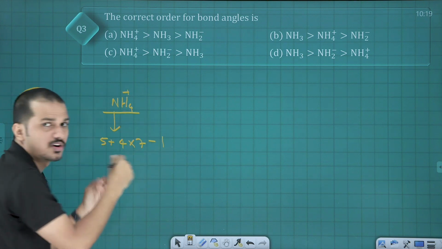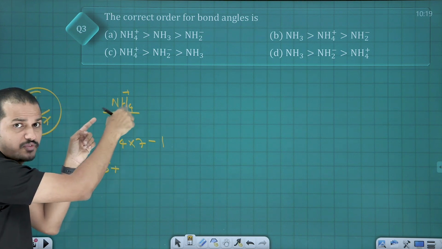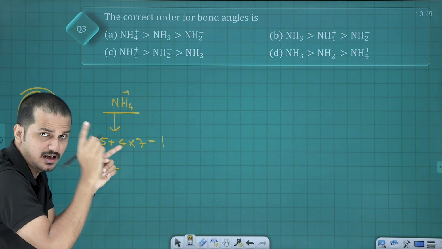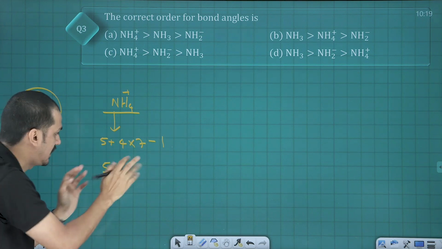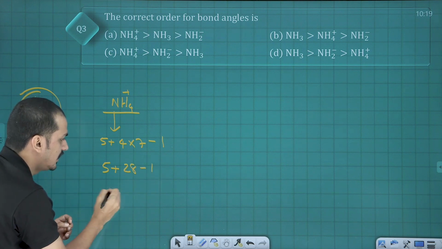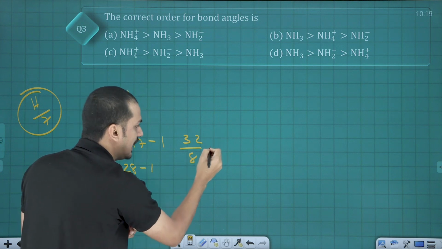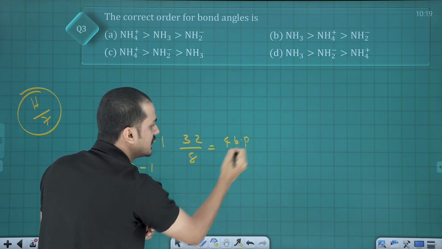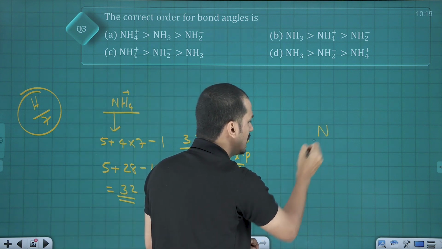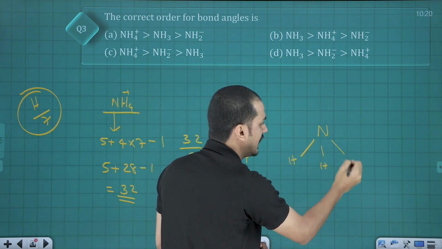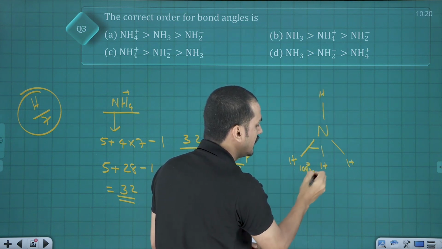Plus 1 means 1 electron subtracting. So total how many valence electrons? 5 plus, in this formula, hydrogen is considered as 17th group, behaving like the 17th group. That's why we are taking that. So 28 plus 5, minus 1, that means 32 will come. 32 divided by 8 means 4 bond pairs and 0 lone pairs you will get. That means tetrahedral shape. Tetrahedral shape means like this: N, H, H and H. So the bond angle will be 109 degree 28 minute.